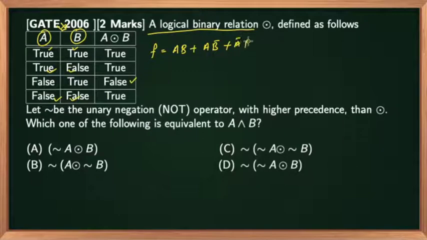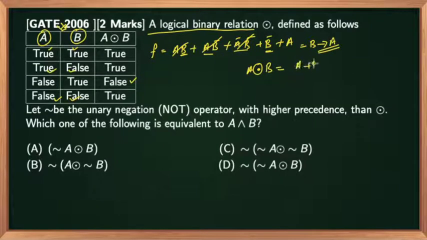right? So we have A bar B bar. If you see these two terms, you have A here and A bar here, so I can add B bar to this, so these two terms will go off. Now I have B here and B bar here, that means I can add A to this, right? So I got A plus B bar, that is equal to B implies A, right? So A, this particular operation B, is equal to A plus B bar, or you can write it as B implies A.